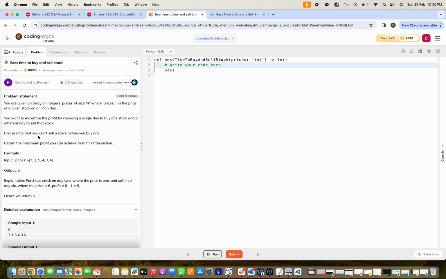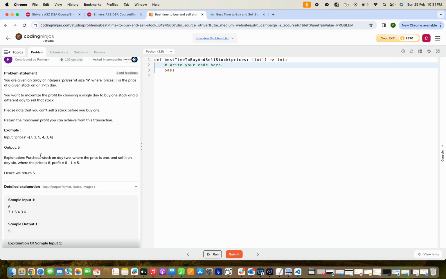Now we need to note that you can't sell a stock before you buy one, which means that if you are purchasing a stock on day i, then you cannot sell it before i. You need to purchase at i and you can sell at i plus 1, i plus x day, and we need to return the maximum profit that we can achieve from this transaction.